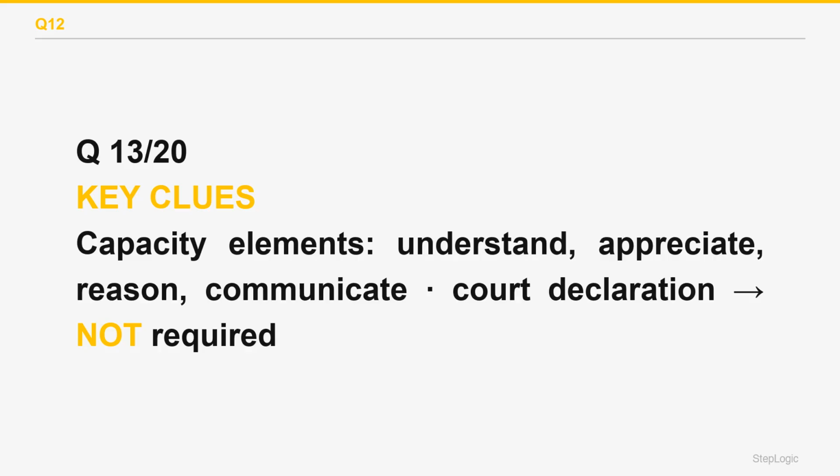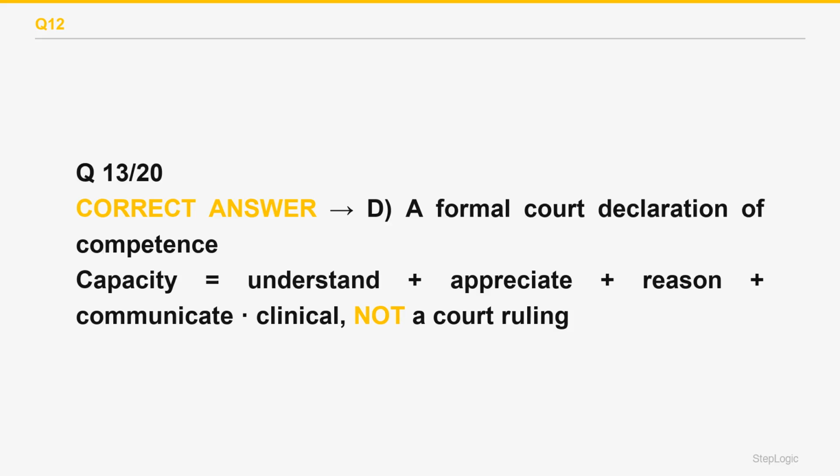Decision-making capacity is a clinical determination made at the bedside, and it has 4 components. The patient must understand the relevant information about the condition and treatment, appreciate the situation and how it applies to them and its consequences, reason through the options in a logical way, and communicate a clear and consistent choice. This patient meets all 4. What is not required is a formal court declaration that describes legal competence, a judicial determination, which is distinct from clinical capacity. The correct answer is D.